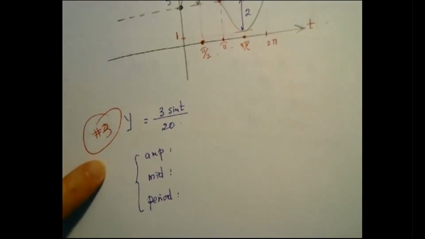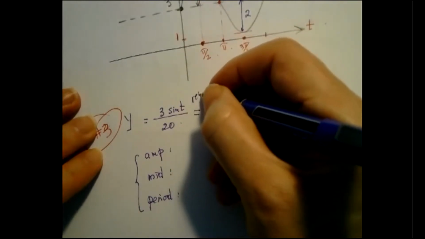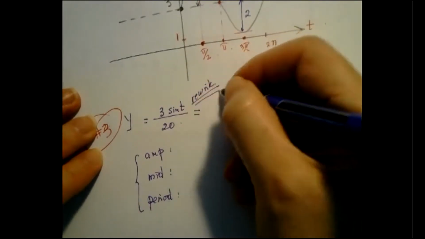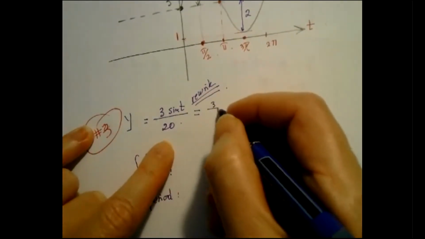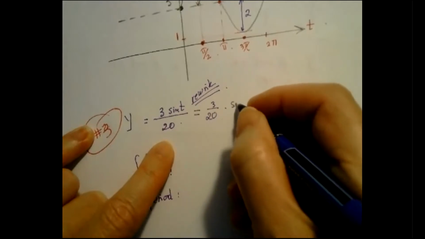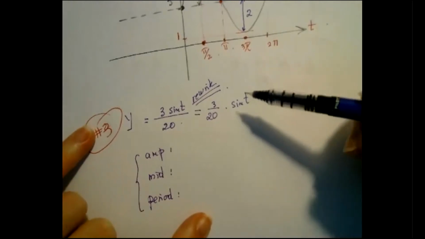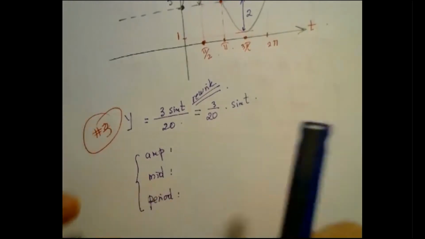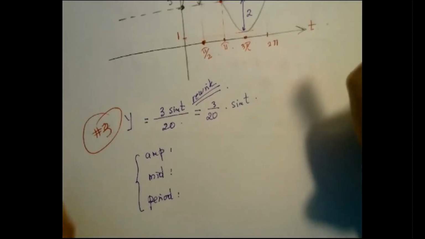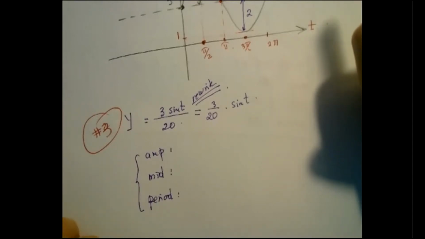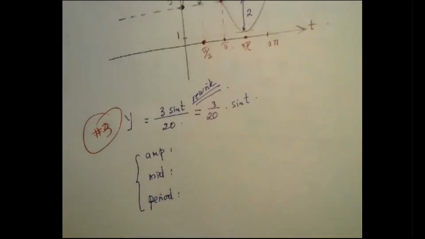Okay, what's the amplitude? Okay, 3 over 20, absolutely. The first thing is to rewrite it. I mean, it's crucial. 3 over 20 times the sine of t. So is this a new function stretching the graph or compressing the graph vertically? What can you say? Is it stretching the graph or compressing the graph?